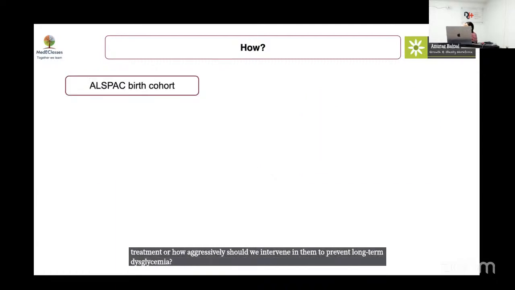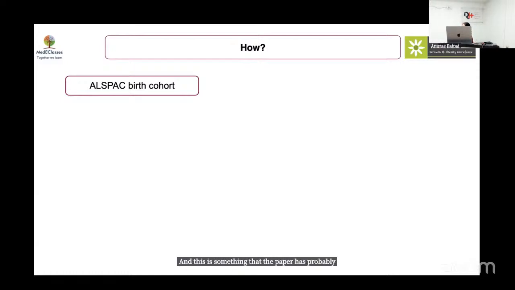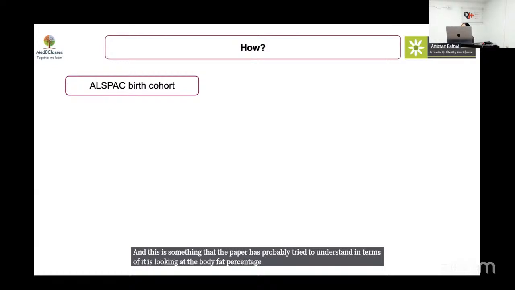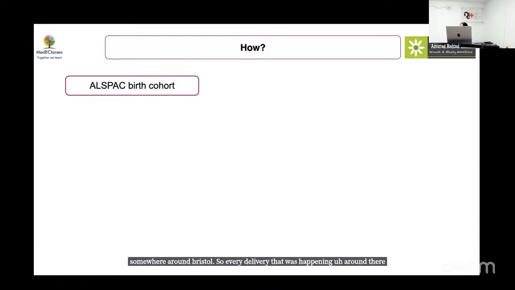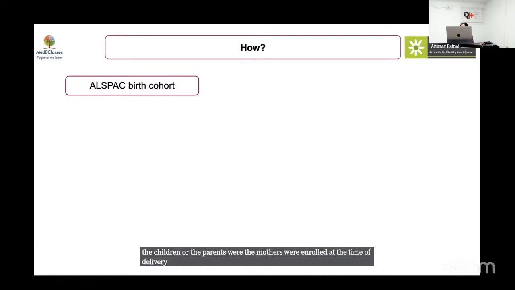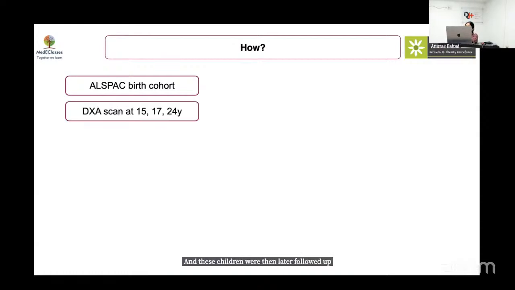This is something the paper has tried to understand, by looking at body fat percentage to estimate long-term risk of insulin resistance and dysglycemia. It used the ALSPAC cohort, which is somewhere around Bristol. Every delivery that was happening around there, the mothers were enrolled at the time of delivery, and these children were later followed up at 15, 17, and 24 years, at which ages the DEXA scans were done.